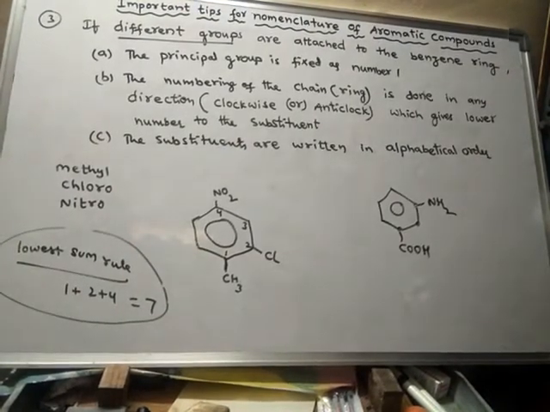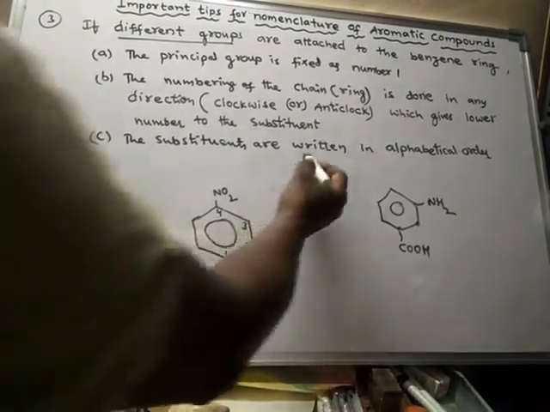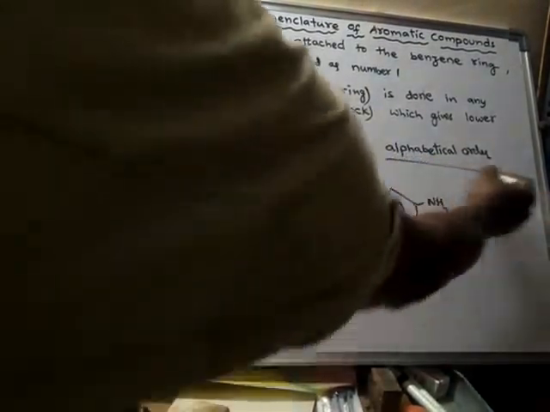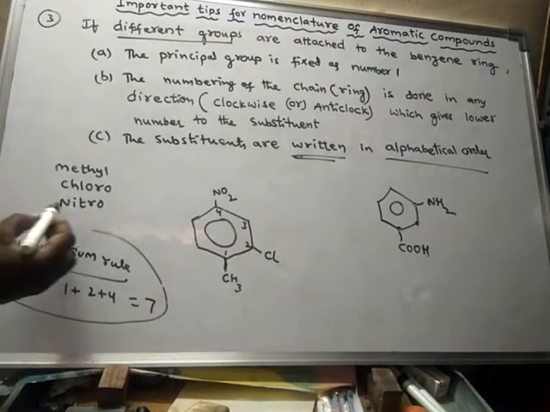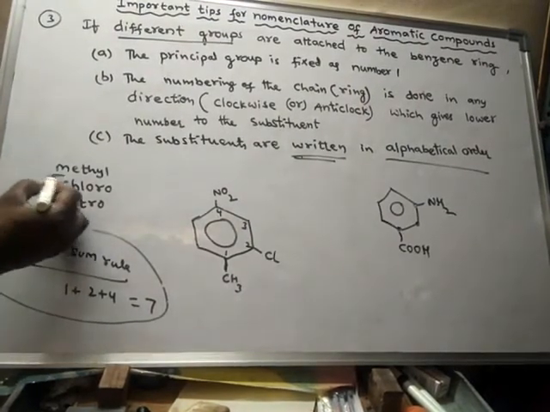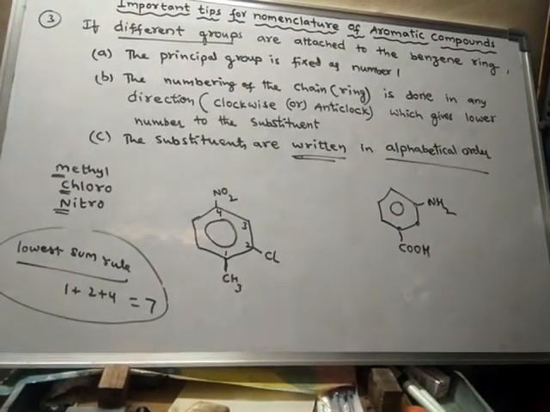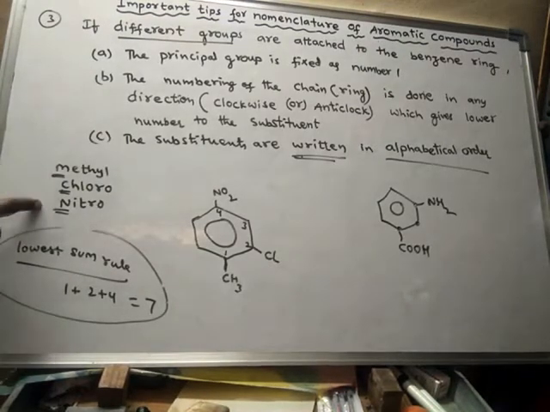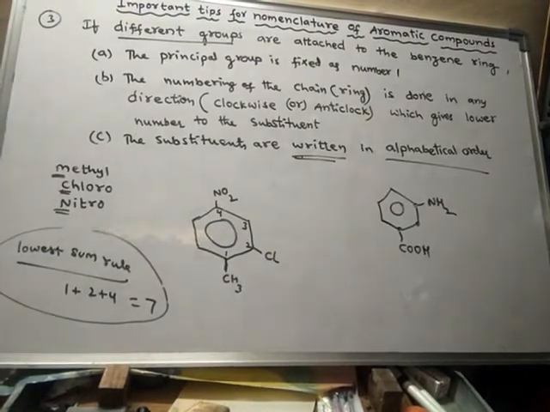So if that is the case, then while writing the name of the compound, we have to follow alphabetical order. So alphabetically, which one will come first? Chlorine, C will come first. After C, M, after M, N, M, N, O, P. So like that. So C, chlorine should be written first.